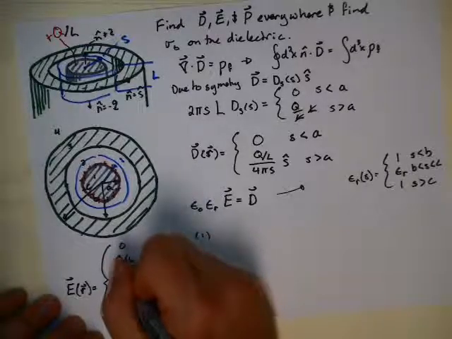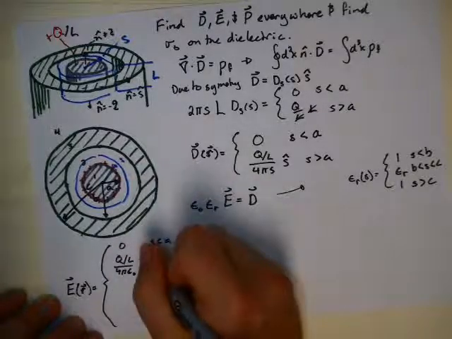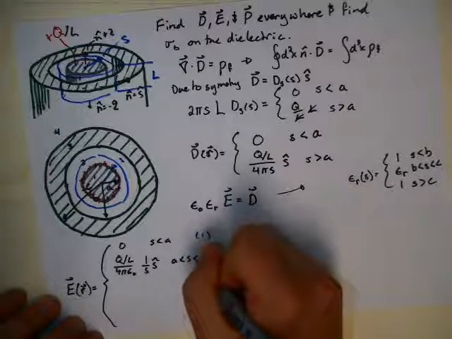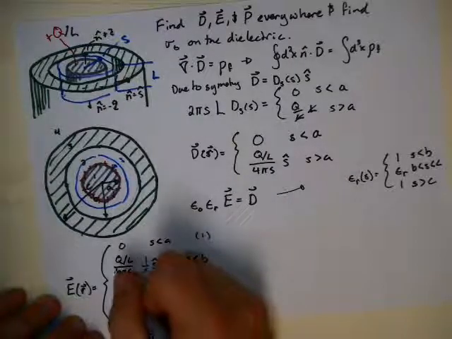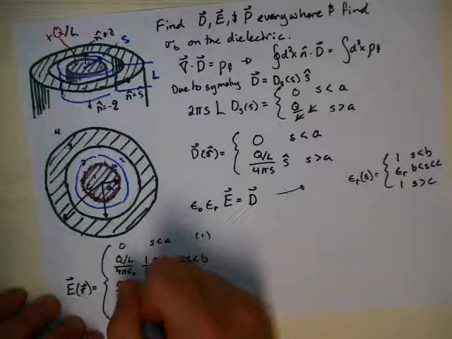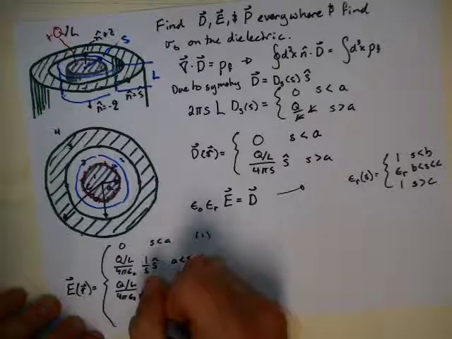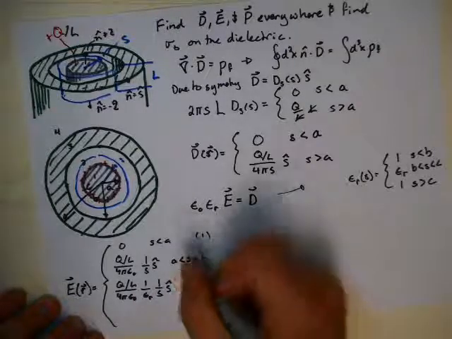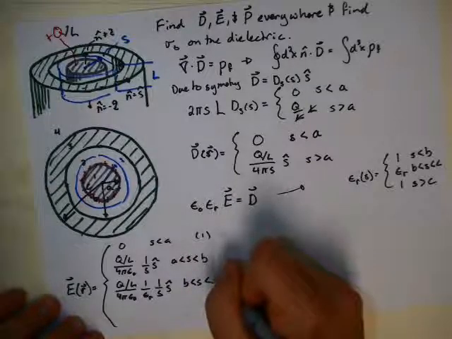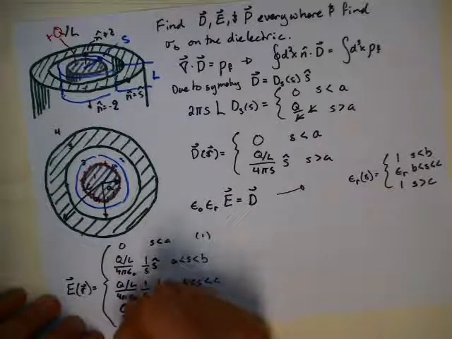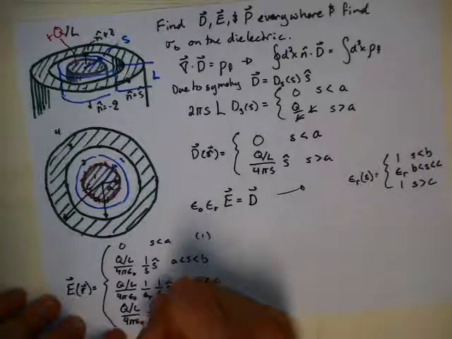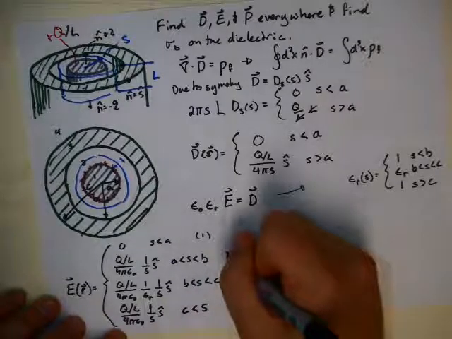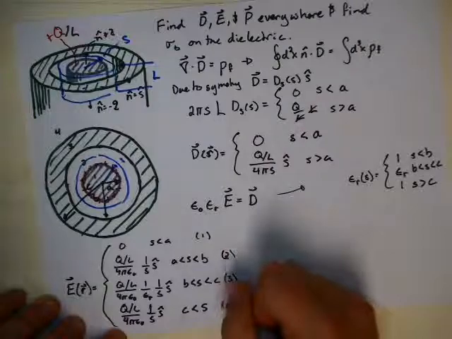Q over L over 4 pi epsilon naught times 1 over S hat for A less than S less than B. Then we're going to get Q over L over 4 pi epsilon naught 1 over epsilon r, 1 over S hat for B less than S less than C, and then Q over L over 4 pi epsilon naught 1 over S hat for C less than S. That's region 2, that's region 3, and that's region 4.